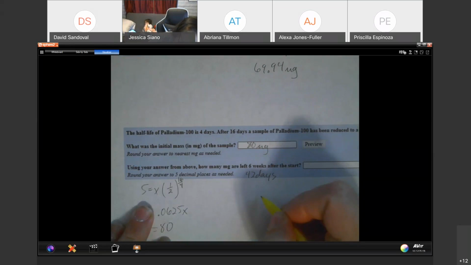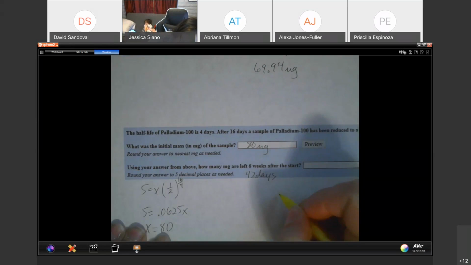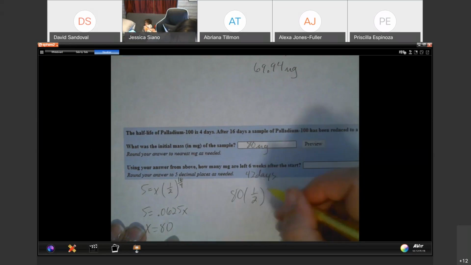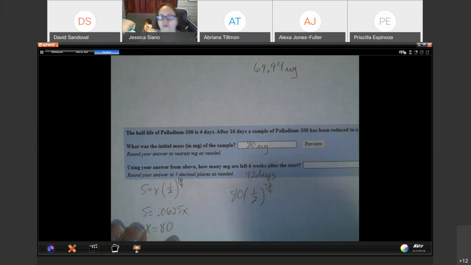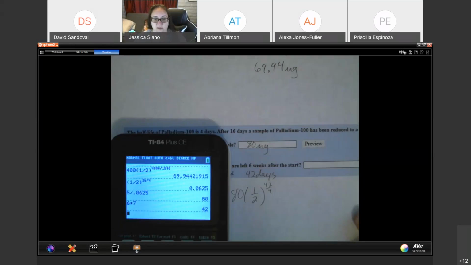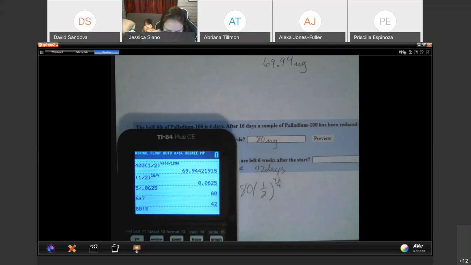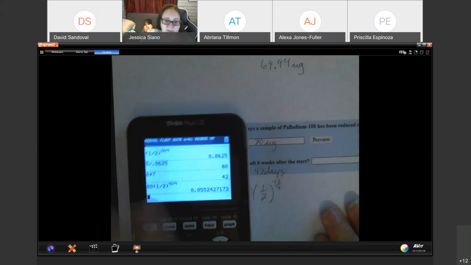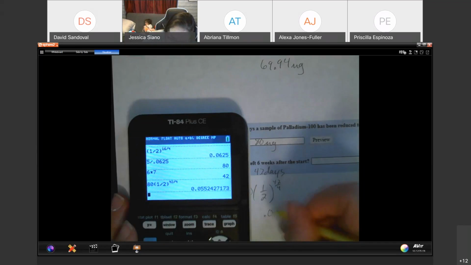So then we would say 80 is my initial, times a half, to the 42 days over 4 to figure out how many half-lives will happen, since one half-life is 4 days. Five decimal points. 1, 2, 3. There we go.